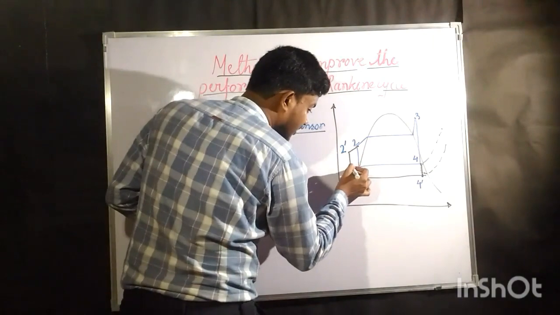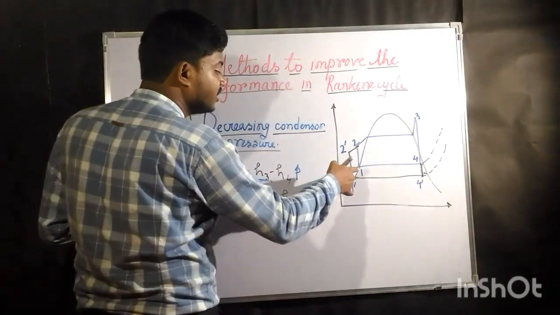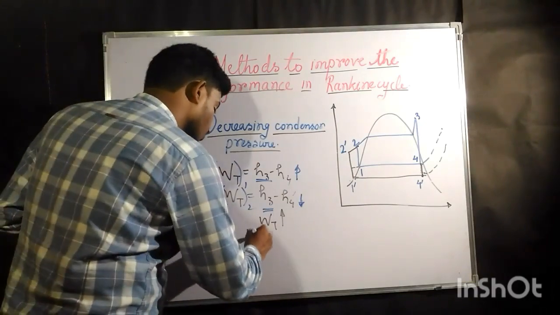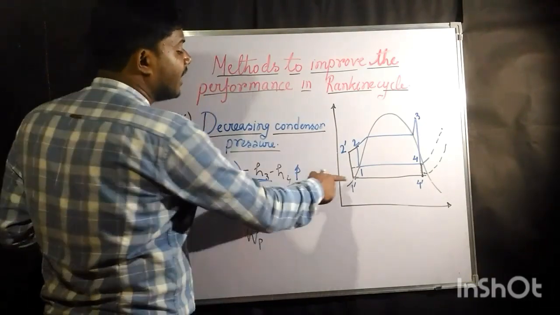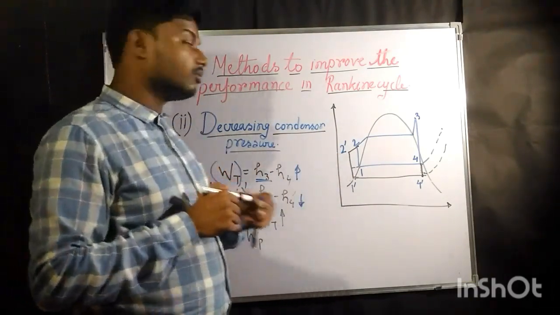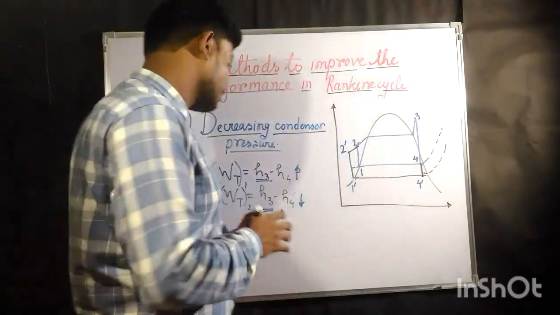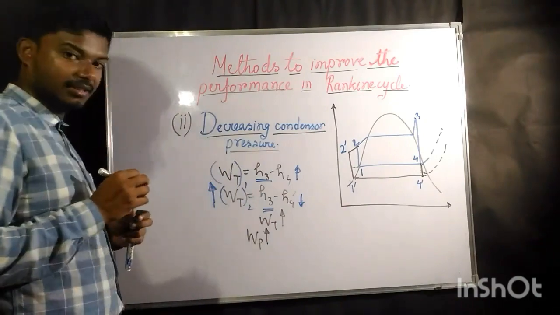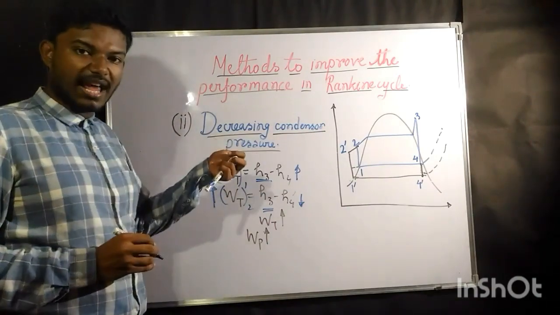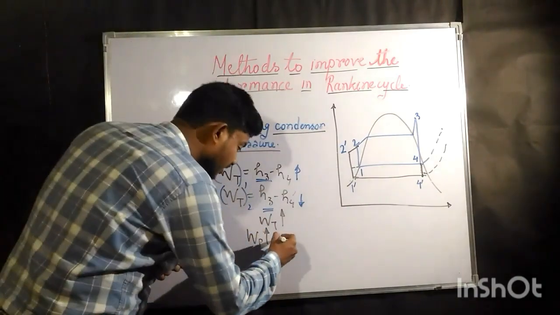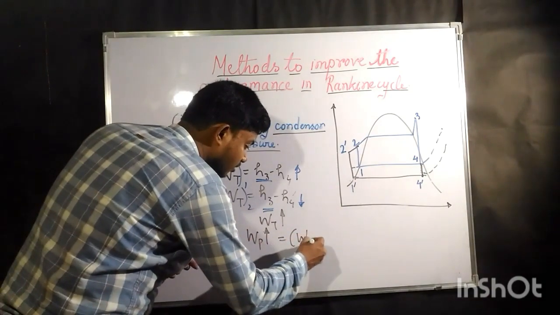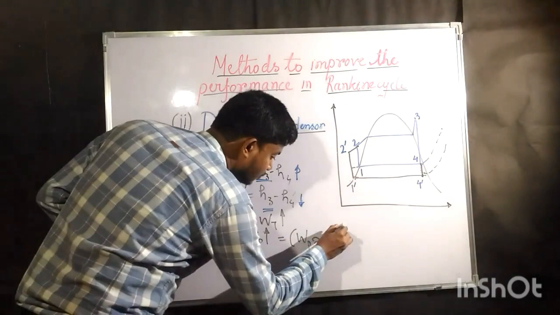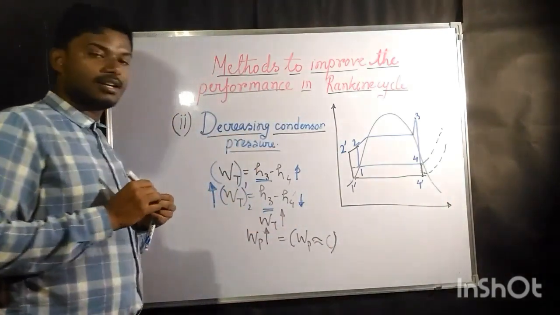Similarly, for the previous case we have seen that 1 to 2 was work done by pump, and 1 dash to 2 dash is work done by pump in the previous case. So work done by pump also increases, but the increase is so slight, so negligible, that we consider work done by pump as constant.